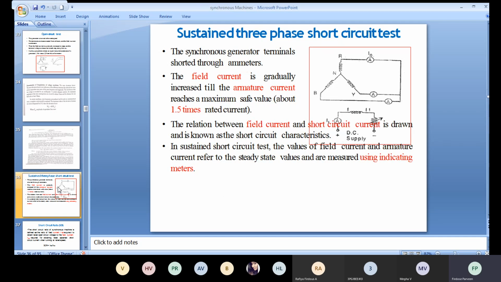Next, coming to the sustained three-phase short circuit test. In this test, the synchronous generator terminals are shorted through ammeters as seen in the figure. The field current is gradually increased till the armature current reaches a maximum safe value, that is about 1.5 times the rated current. The relation between field current and short circuit current is drawn and is known as the short circuit characteristic.